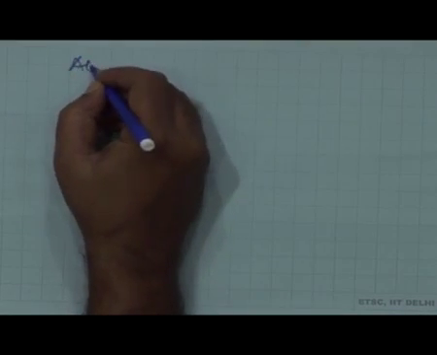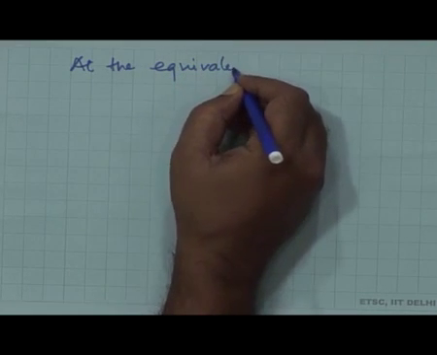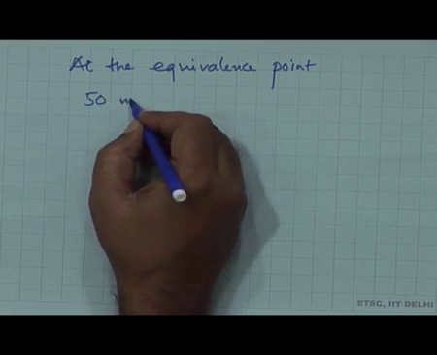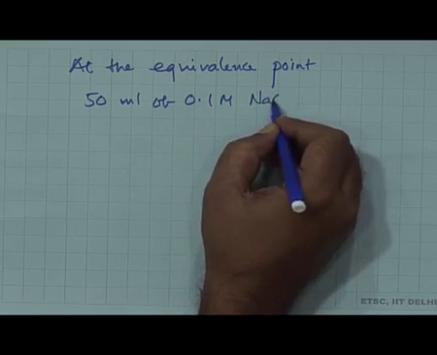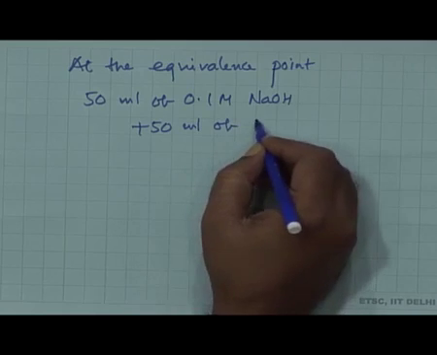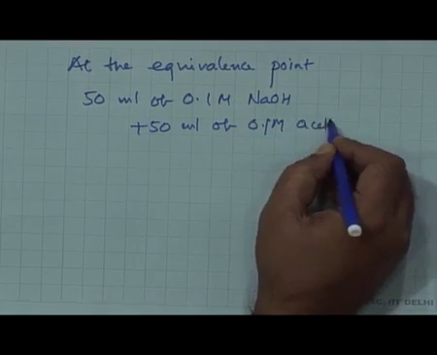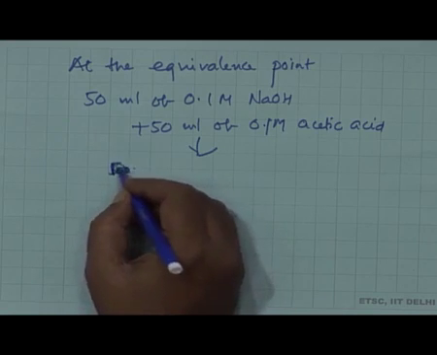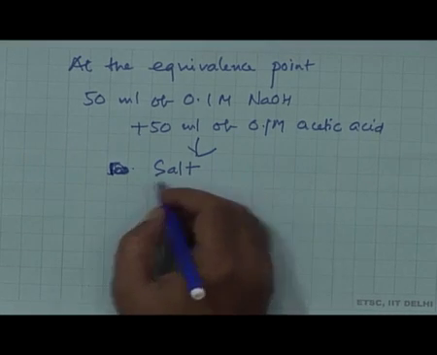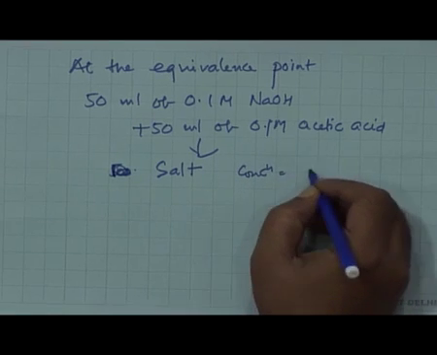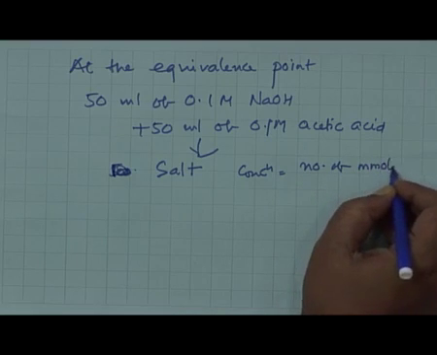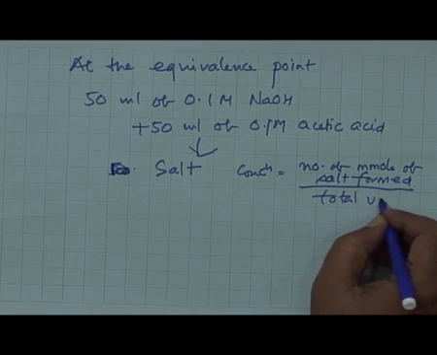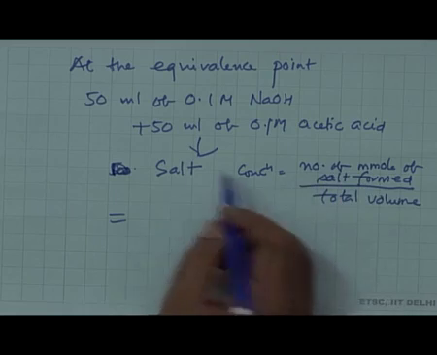At the equivalence point, we have only salt. So, if I add 50 ml of 0.1 molar NaOH to 50 milliliter of 0.1 molar acetic acid, you have only salt left. So, you will get 100 ml of solution with salt. The concentration will be the number of millimole of salt formed divided by total volume.